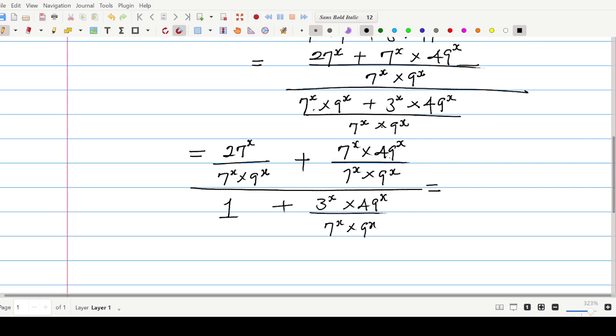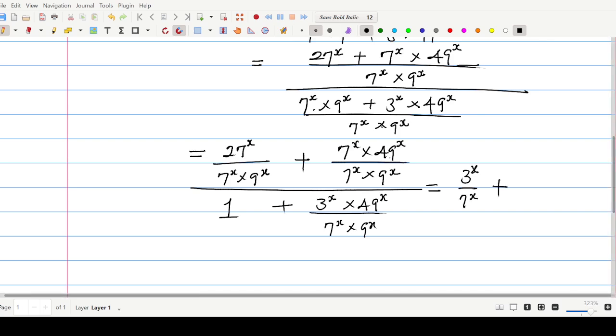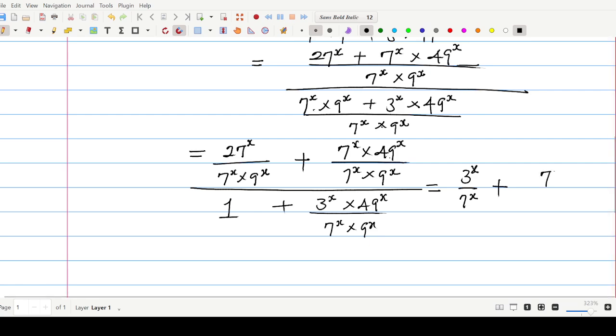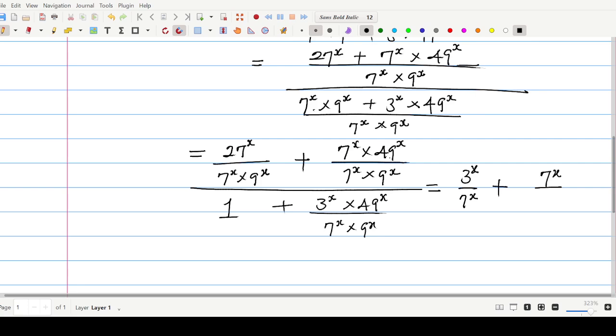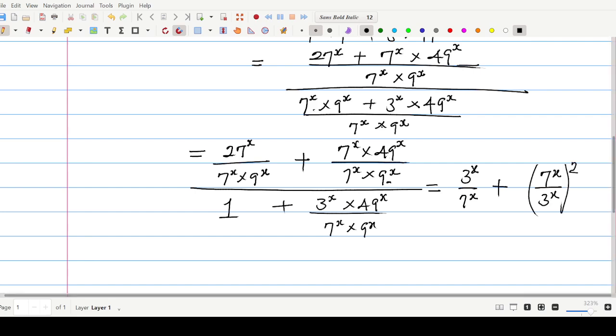All right. So on division, this first term you see here now reduces to 3 to the power of x over 7 to the power of x. Can you see that? Then plus, let's come over here. Now when this divides, we'll be left with 7 squared, which can be written as 7 to the power of x over, now this 9 at the denominator can be written as 3 squared, which is 3 to the power of x all squared. Can you see that? So it can be done like that, all right.